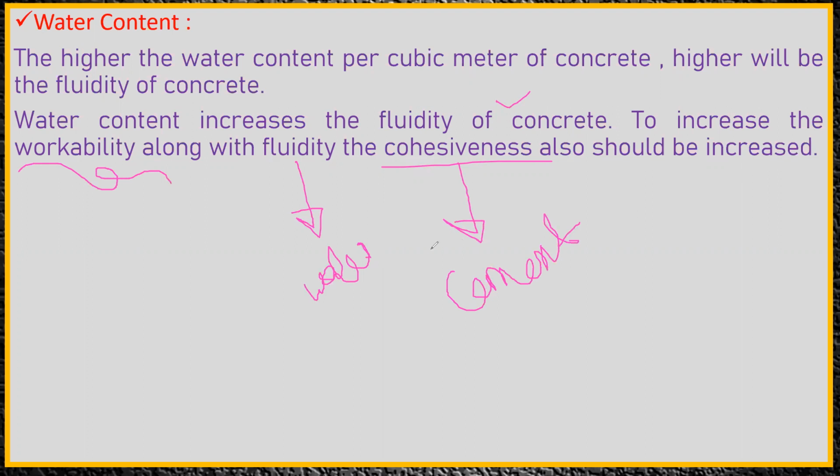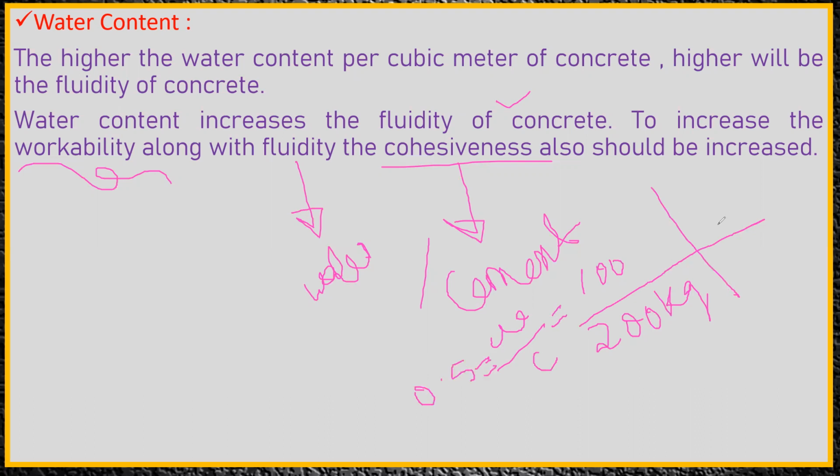That is, whenever you try to add more water, the same proportion of cement has to be added. For example, let us say I have 100 liters of water and I've taken 200 kg of cement, right? So what will be the water cement ratio? It's very simple. 100 divided by 200. So the water cement ratio comes out to be 0.5, right? That's it. So this is my water cement ratio.